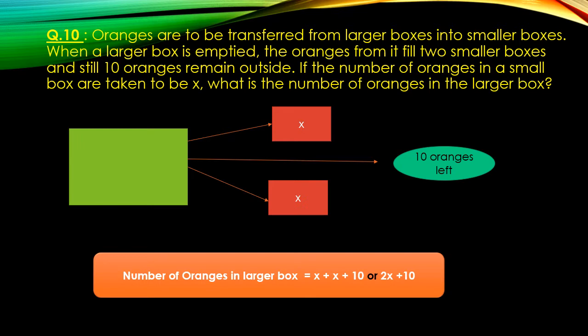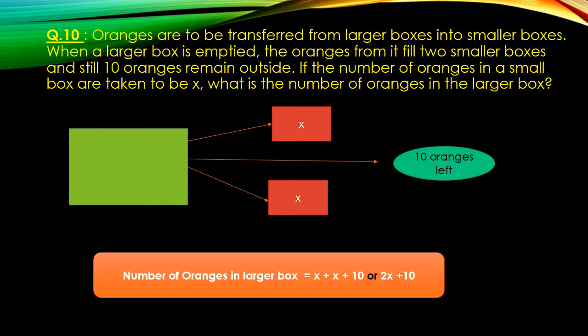Now see the figure. The green color box is the larger box. When it is emptied, it will fill 2 small boxes shown by pink color. And still 10 oranges are left, shown by an oval in green color. Now it is given that the number of oranges in a small box is x. So we have written x.